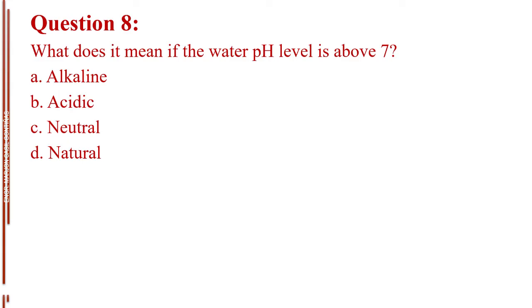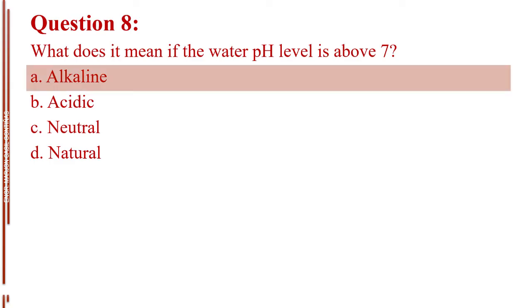Question number 8. What does it mean if the water pH level is above 7? Letter A, alkaline. Letter B, acidic. Letter C, neutral. Letter D, natural. The answer is letter A, alkaline.